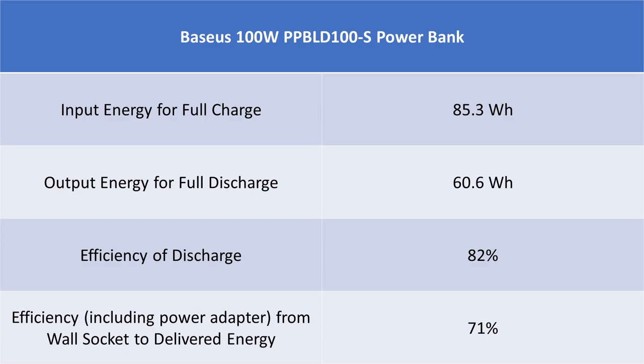The overall system efficiency with one of the best power adapters I've tested ends up around 71%. So using this power adapter wastes 29% of the energy you pay for to charge your device. That number will be worse with less efficient power adapters.